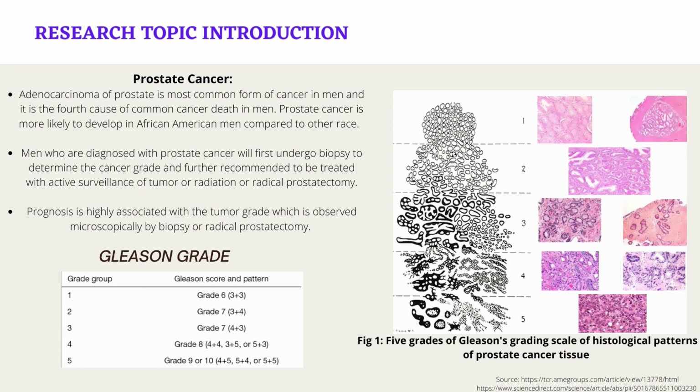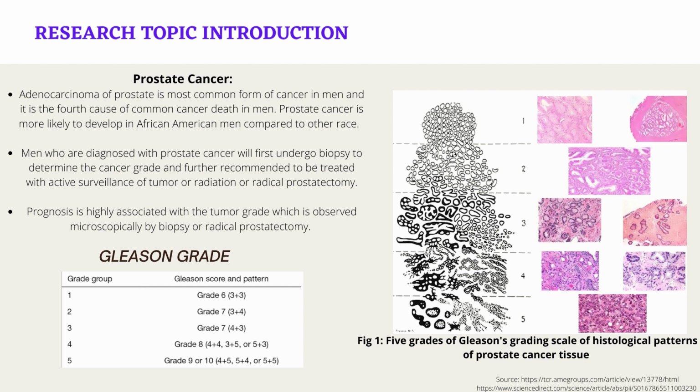A little bit about the background of prostate cancer. Adenocarcinoma of prostate is the most common form of cancer in men, and it is the fourth most common cause of cancer death in men. Surprisingly, prostate cancer is more likely to develop in African American men compared to other races.